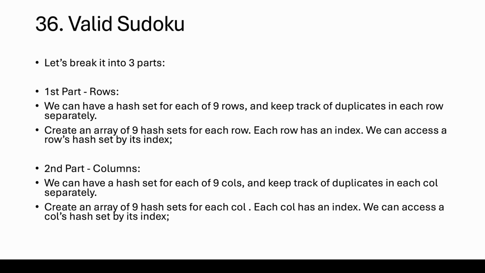In this problem, we basically need to break it down into 3 parts: rows, columns, and subgrids. For the first part, rows, we can have a hash set for each of the 9 rows and keep track of duplicates in each row separately. We create an array of 9 hash sets, one for each row. Each row has an index. We can access a row's hash set by its index. And the same for the columns.